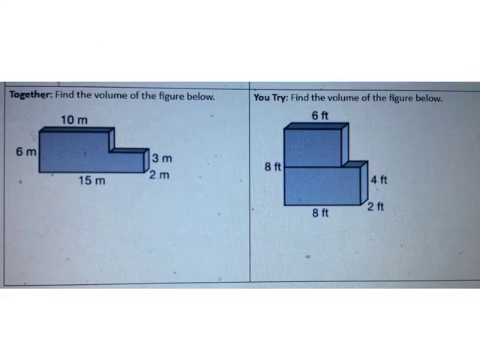We can also find the volume of composite figures by finding the volume of 2 smaller rectangular prisms. Let's look at the first one. I can separate it into 2 smaller rectangular prisms. So I know that the volume of the first one can be found with a length of 10, a width of 2, and a height of 6.